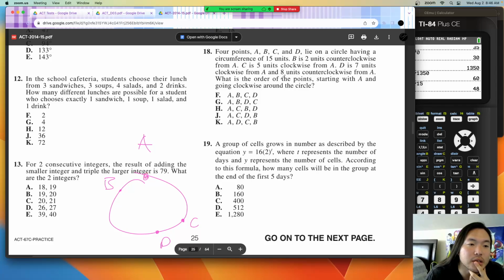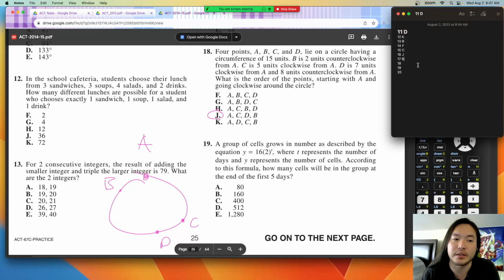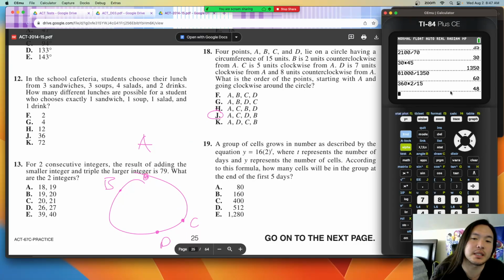What is the order? Starting with A going clockwise. Well, we have A, C, D, B. A, C, D, B is J. So here, the actual angle didn't turn out to be particularly important. It's just the order, right? Hopefully you realize if B is counterclockwise and then C is 5 units clockwise and D is 7 units clockwise, well obviously D is going to be further away from A than C, right? I'm pretty sure this is it. It's not too hard. It can be tempting to calculate this stuff, but for this type of problem you don't even really need to.